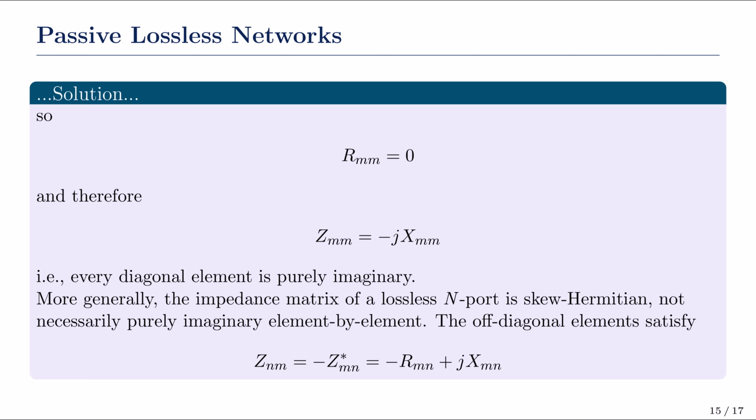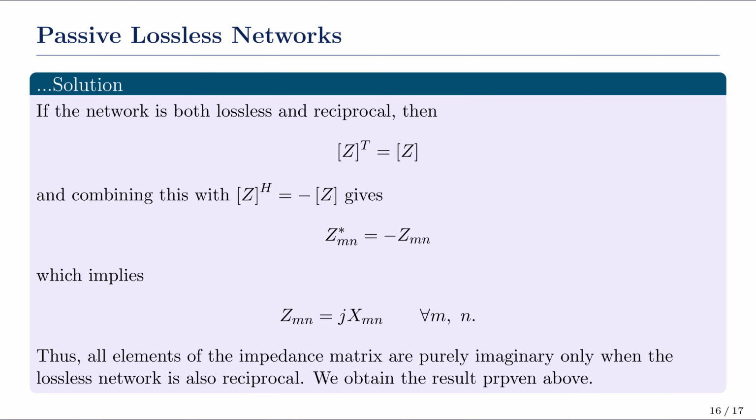The skew Hermitian condition relates two different elements. Z sub nm is equal to minus the complex conjugate of Z sub mn. This doesn't require each off-diagonal element to be purely imaginary. The real parts may be non-zero, provided that they satisfy the required skew Hermitian relationship. Therefore, a general lossless network has a skew Hermitian impedance matrix, but its impedance matrix is not necessarily purely imaginary element by element. We now recover the earlier results by adding reciprocity.